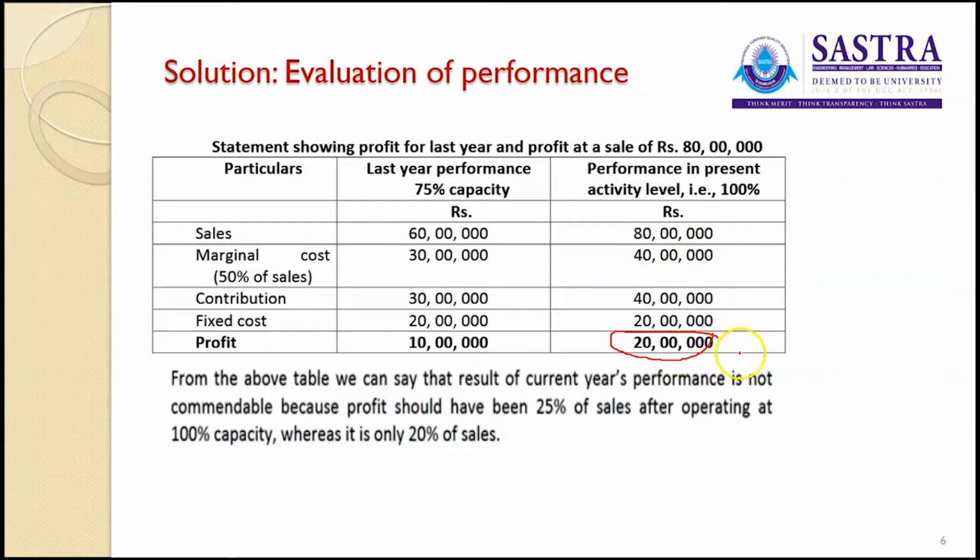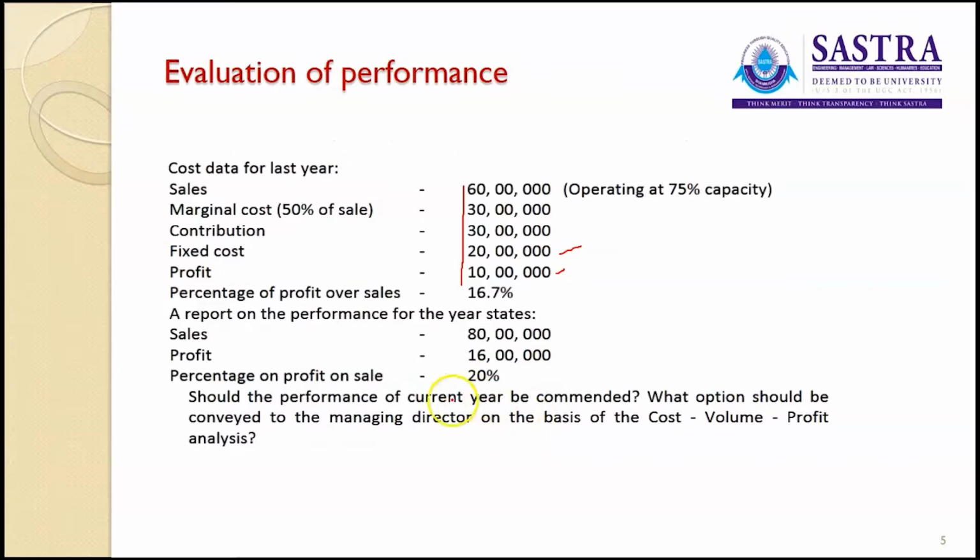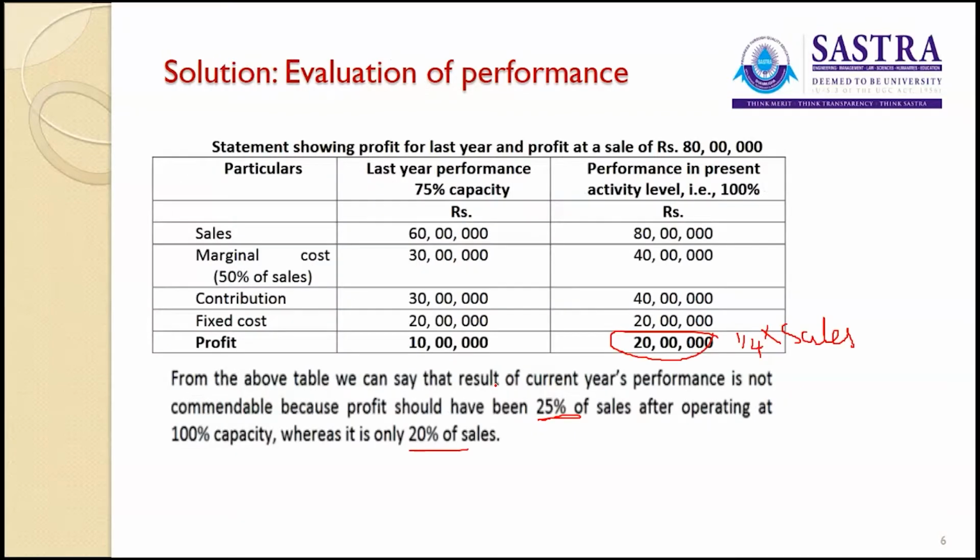Now this 20 lakhs is said to be the profit here. This profit is said to be 1/4 of your sales. See here, sales is 80 lakhs. So that is said to be 25% of your sales. So we have expected 25% of sales, but you have only 20% of sales. See your previous slide, the percentage of profit on sale is said to be 20%, but we expect 25% on your sales. So this current year performance is not commendable, and it has not reached 25%. It has reached only 20% of the sales.